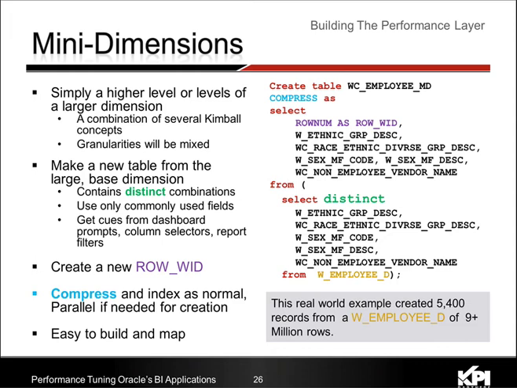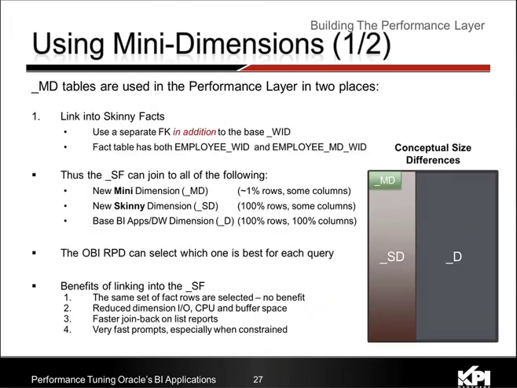And so we built this table, and we actually went from 9 million rows down to 5,400 rows in this table. Think about that for a moment. That's a phenomenal benefit for actual performance. Okay? The visual here shows you how these things actually kind of link together.